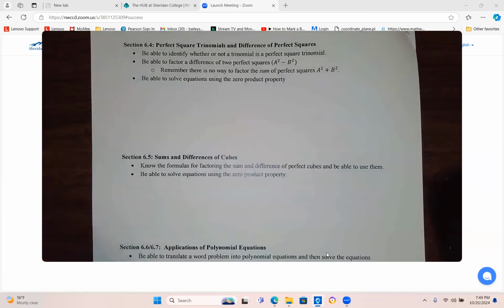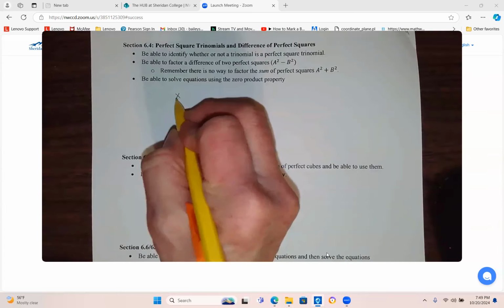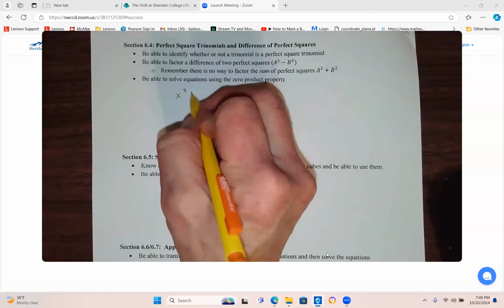Perfect square trinomials and the difference of perfect squares. So we'd be able to identify whether or not a trinomial is a perfect square. So what you're doing is, if you're going to use the guess and check, if you're given something like x squared, we'll do an easy one.